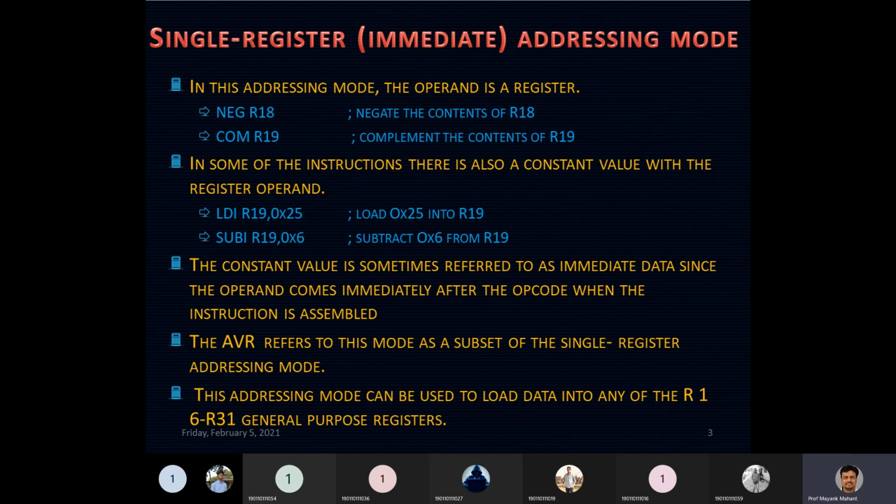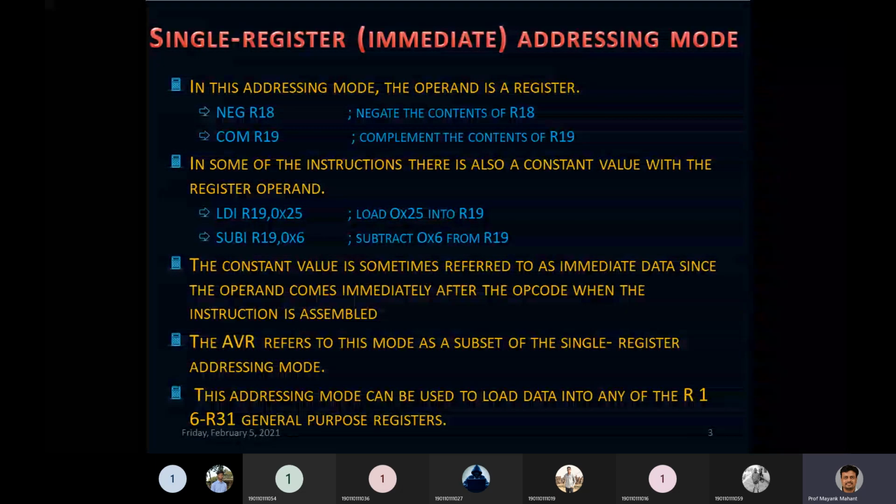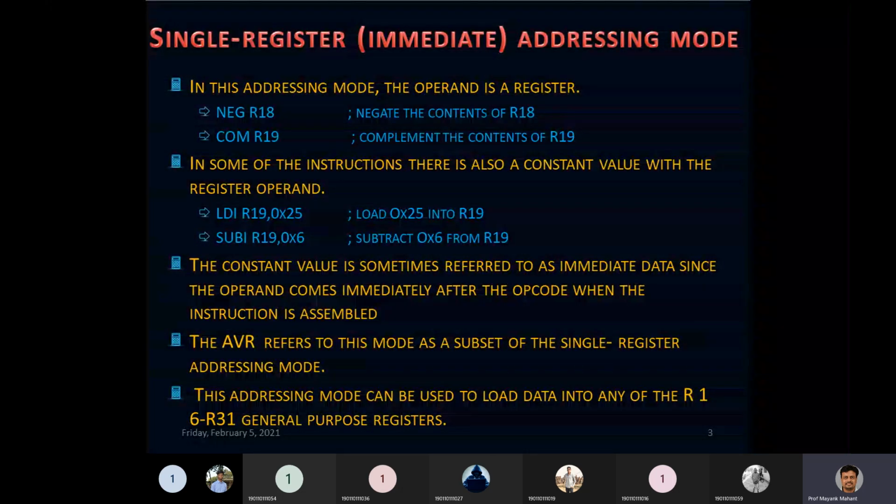Let us discuss all the addressing modes one by one. So the first addressing mode we call the single register addressing mode. It is also called an immediate mode, in which we can have only a single register, or it may be the case that there are immediate values. In this addressing mode, in a single address, we can have an operand as a register.